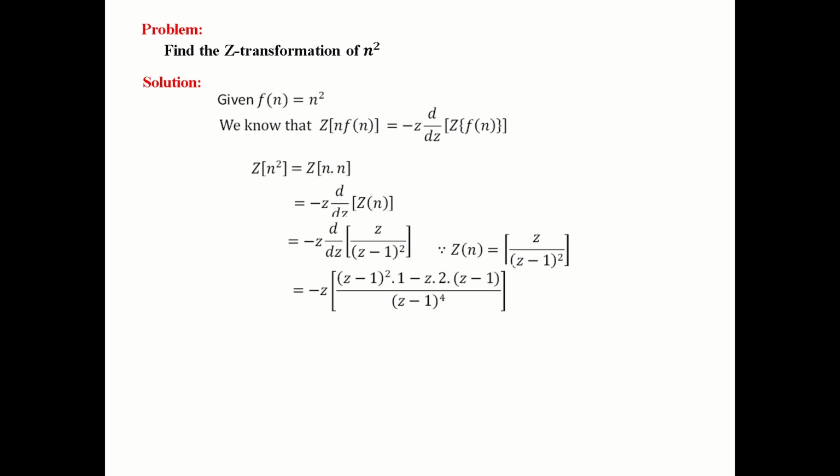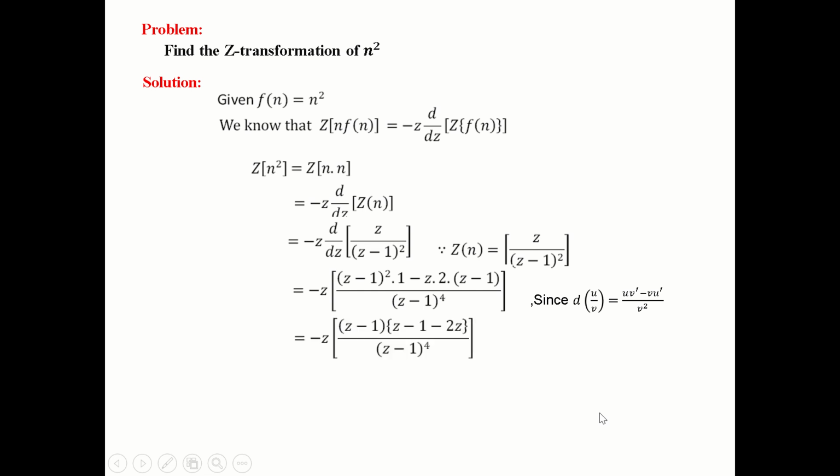U is nothing but z. So next, in the numerator, v u dash, the derivative of u. So v is nothing but z minus 1 square into the derivative of z with respect to z, which is 1, minus, keeping u as it is, u dv: z into the derivative of z minus 1 square, which is 2 into z minus 1. So you will get the derivative of u by v formula.